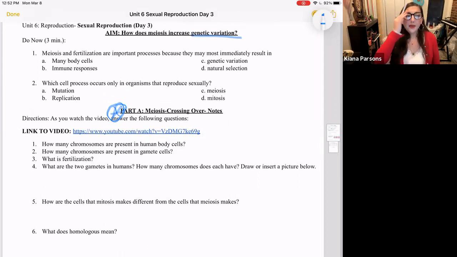So, meiosis and fertilization are important processes because they most immediately result in many body cells, no. Immune responses, no, because again, most immediately, right? Eventually they result in many body cells, but not right away, especially not meiosis. Genetic variation, sounds like our aim for today, or natural selection. We haven't gotten to that yet, but that's not the answer. The answer is C, genetic variation.